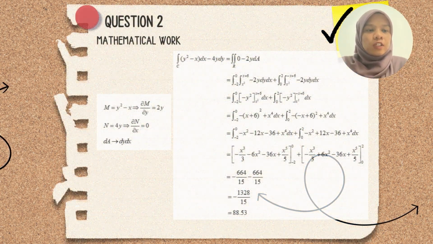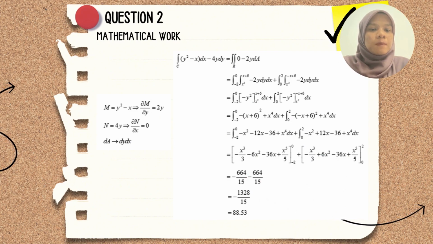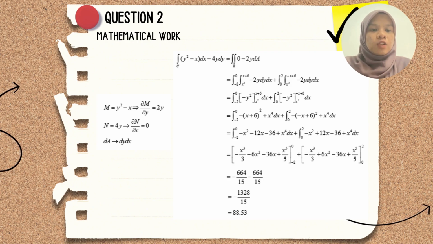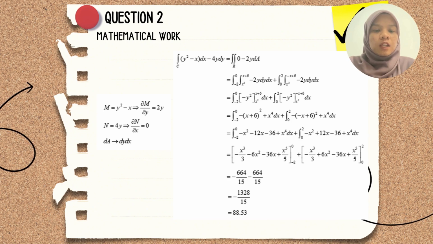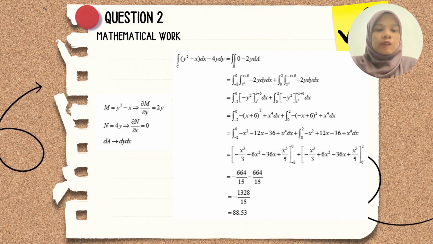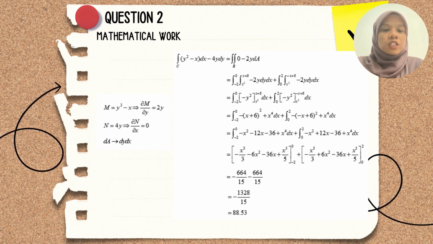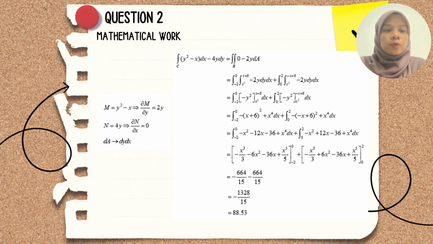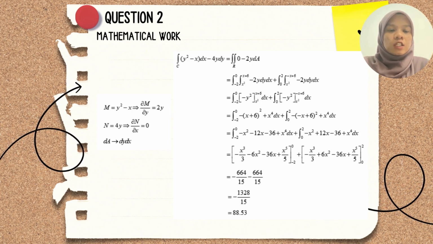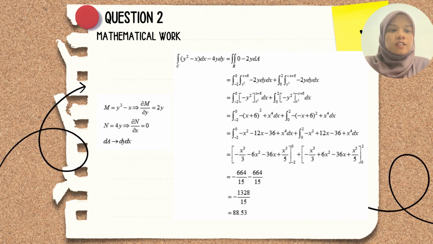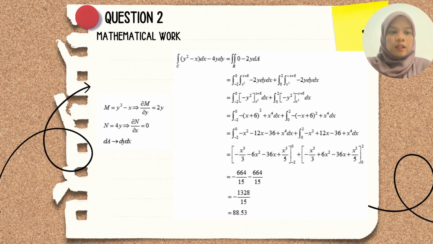Then we need to find the value for M and the value for N from the equation, where M is y squared minus x and N is 4y. Then we differentiate M with respect to y and we get 2y, and we differentiate N with respect to x and we get 0. Then we substitute these into the formula of Green's theorem. For dA, you can consider it as dy dx or dx dy, and for this calculation we decide to use dy dx.